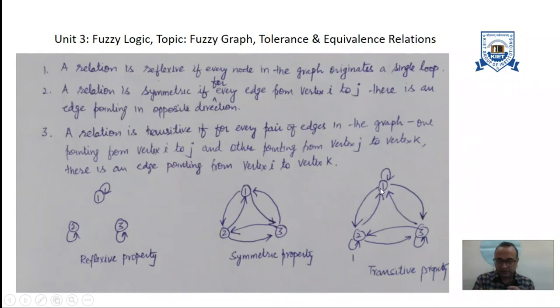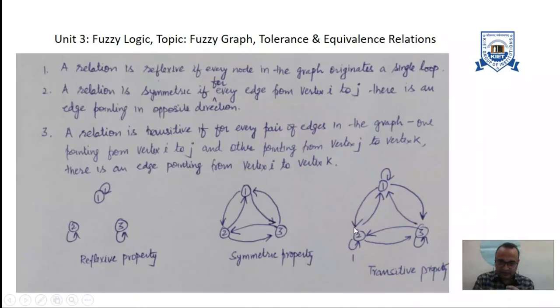You see here, from 1 to 2 there is a connection, there is an arc, from 2 to 3 there is an arc. So, according to the transitive property, there should be an arc from vertex 1 to vertex 3. Looking at this fuzzy graph, what is happening? It holds the reflexive property because all the three nodes are connected to themselves. They are having some kind of relationship with the same element.